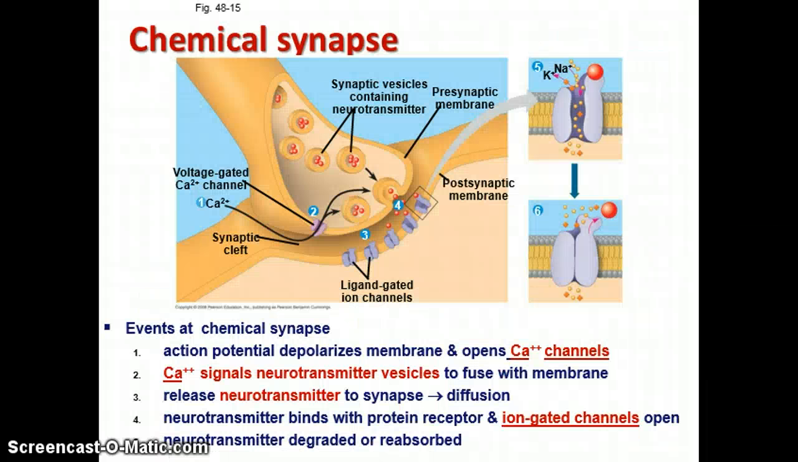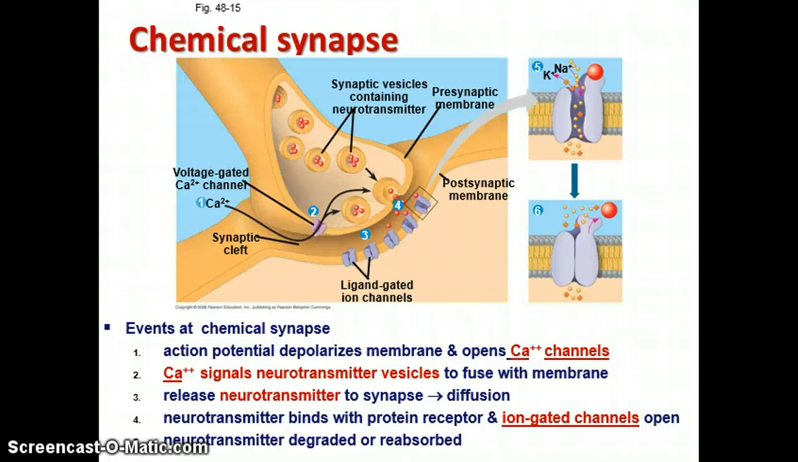So now, focusing more on the more common chemical synapse, the things that are going to be happening at a chemical synapse are that the action potential is going to depolarize the membrane and open up calcium channels. And so calcium ions signal neurotransmitter vesicles to then fuse with the membrane. And then what happens is the neurotransmitter, once it's been fused there, is going to be released into that synaptic space, and then diffuse across to the next cell that's going to be getting the response.